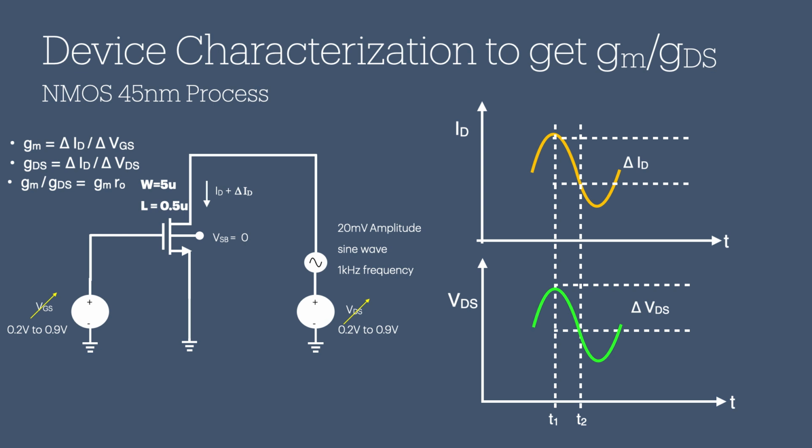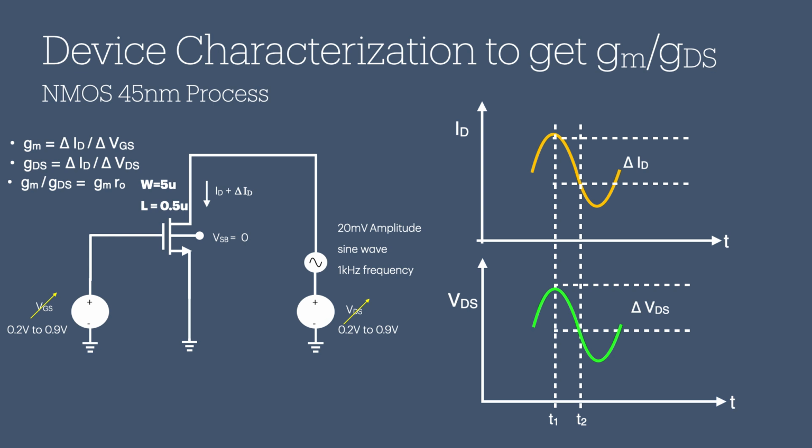The output conductance, GDS, is defined as the change in drain current ID with respect to the change in VDS. We perturb the drain voltage with a small amplitude sine wave. We chose 20 millivolts as the amplitude here and obtained the corresponding change in drain current.